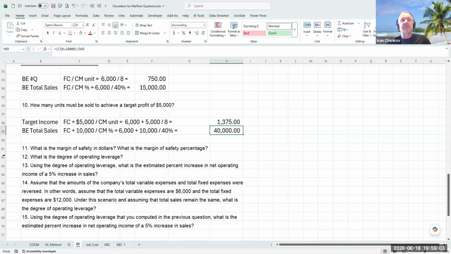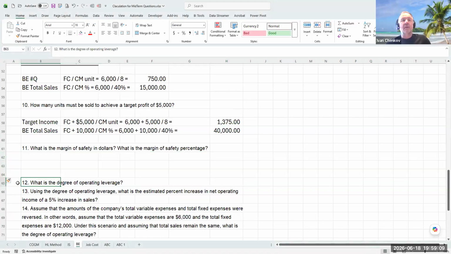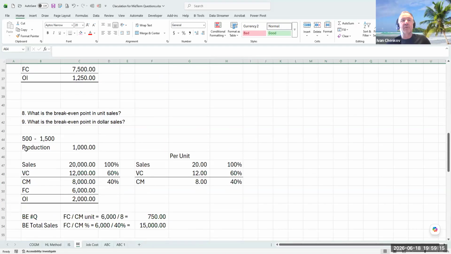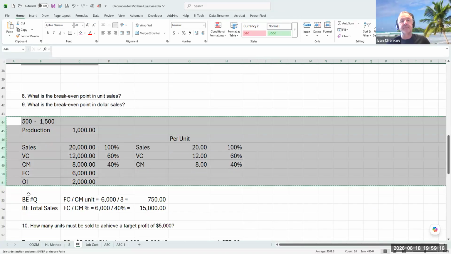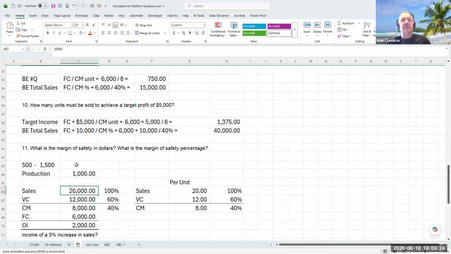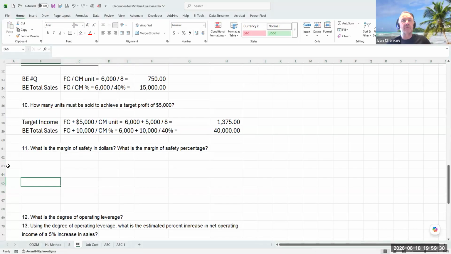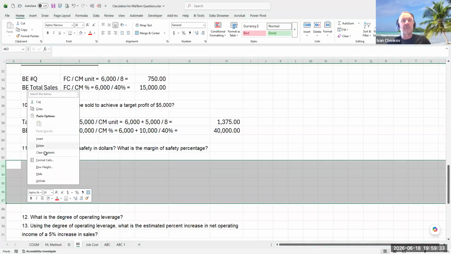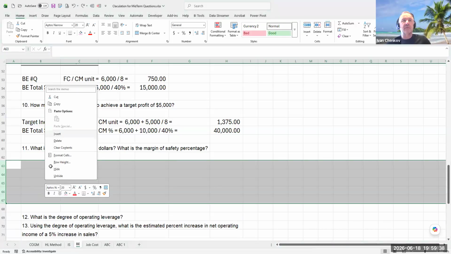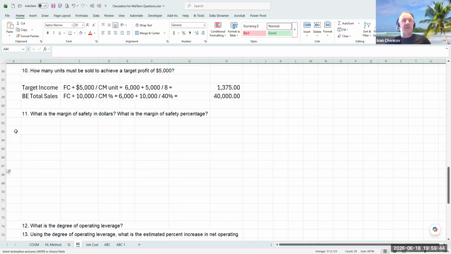Now, what's the margin of safety in dollars? Margin of safety in dollars is simply where we are compared to the break-even. We already know at this point we're selling 1,000 units. Oops. We need a few more lines here to insert. Not that one, the opposite one, which is insert. And let's get the break-even here because I need that break-even.